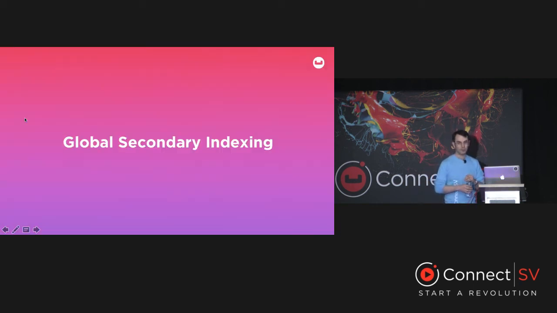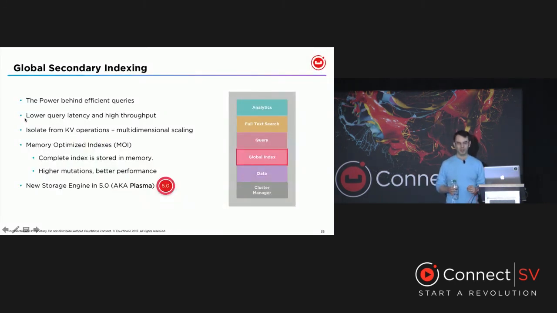Okay. So one of the things I just mentioned, which query is built on, is global secondary indexing. GSI is essentially the power behind efficient queries. By allowing us to define indexes on particular fields, we can give lower latency and higher throughput than just doing a scan of the whole bucket. Again, given it's an MDS service, we can isolate key value operations where we don't want to impact their latency.